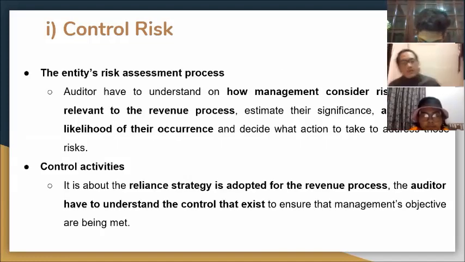Second, the entity's risk assessment process. The auditor has to understand how management considers risks that are relevant to the revenue process, estimates their significance, assesses the likelihood of their occurrence, and decides what action to take to address those risks. Next, control activities. It is about the reliance strategy adopted for the revenue process. The auditor has to understand the controls that exist to ensure that management's objectives are being met.